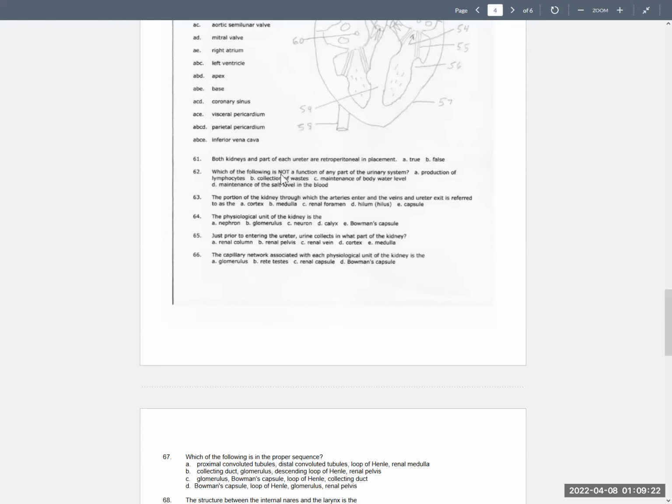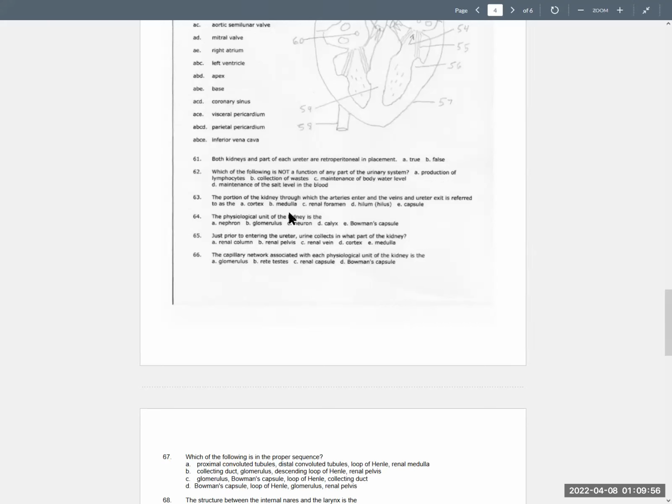62, which of the following is not a function of any part of the urinary system? A backwards question again. You ask yourself, production of lymphocytes. I don't remember that. That's probably going to be the answer. Let's check. Collection of waste, now that's a function. Maintenance of body water level, that's a function. Maintenance of salt level, that's a function. So I was correct. A is the correct answer here for 62.